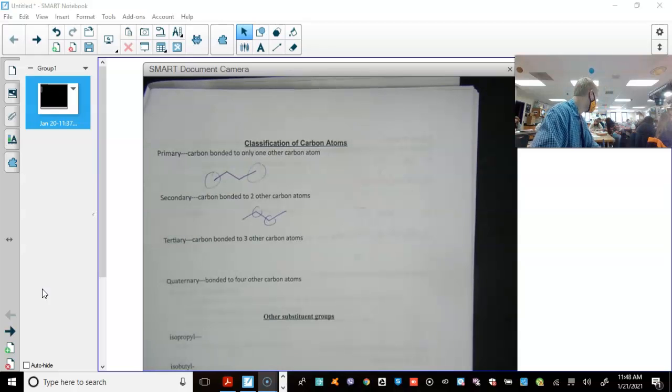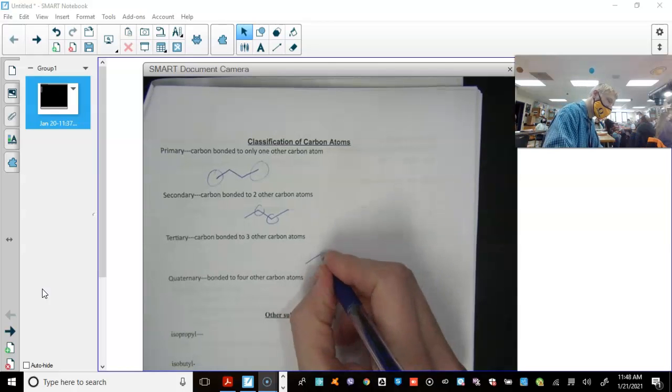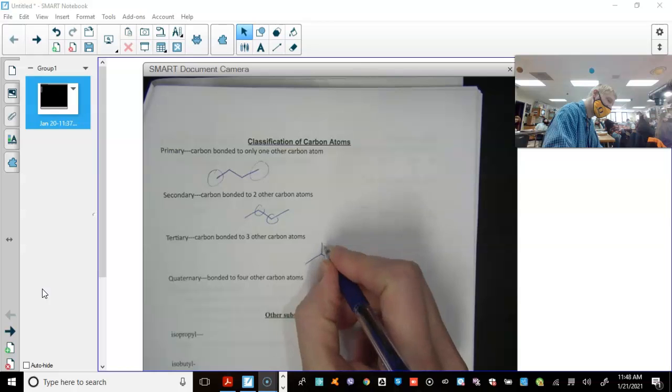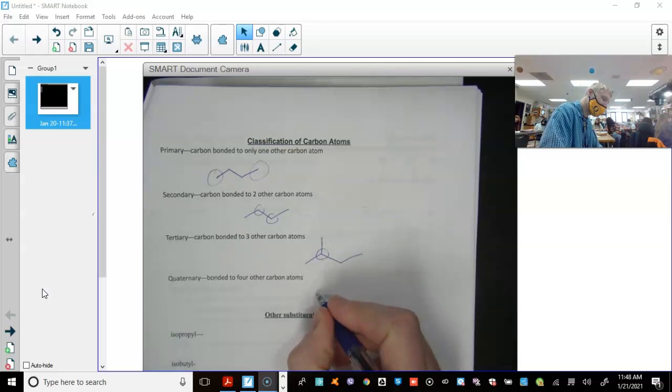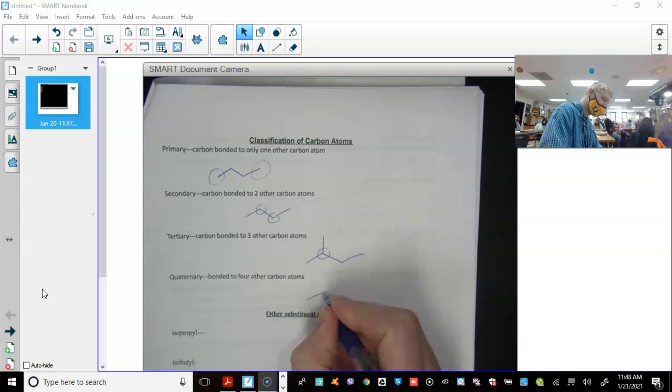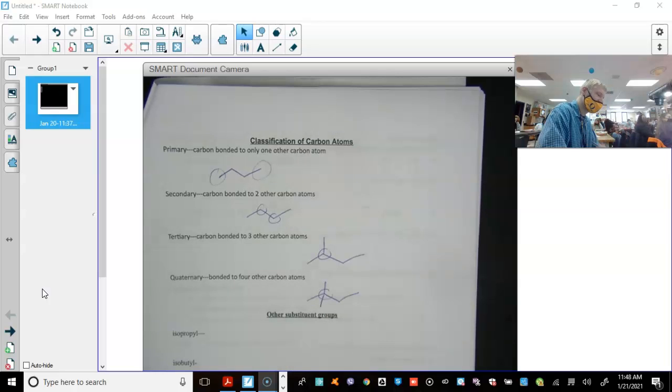All right, and then tertiary. Any ideas what tertiary might be? 3 other carbons. 3 of them. So we got 1, 2, 3. And how about quaternary? 4. There we go. A carbon connected to 4 other carbon atoms. Quaternary. So that's just fancy language.